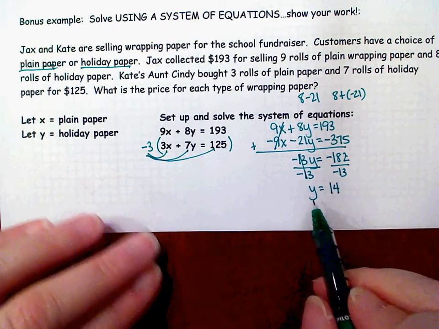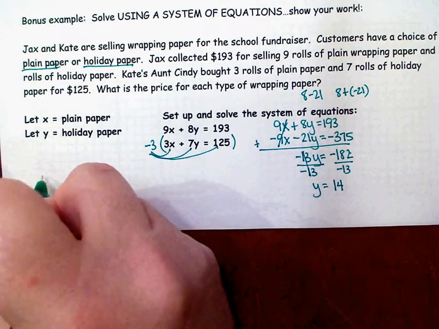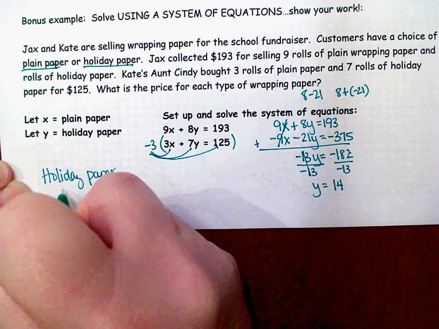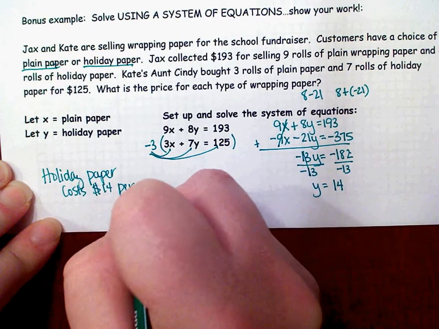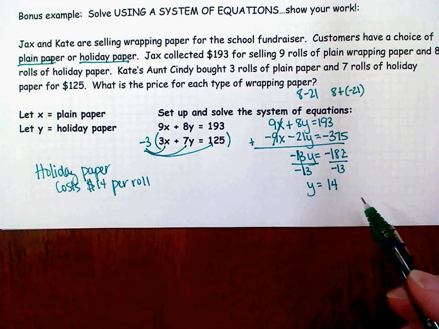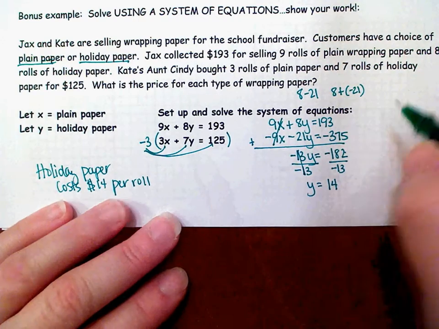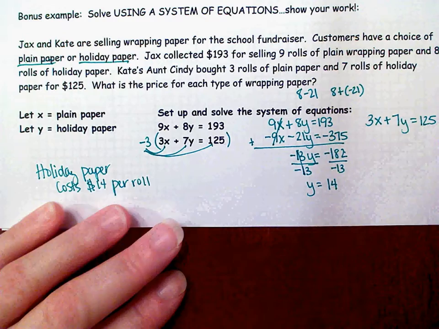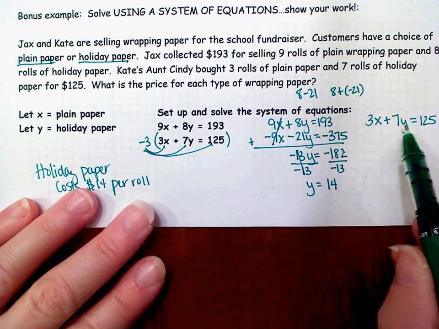So y being 14 tells me, since y is the holiday paper, that the holiday paper costs $14 per roll. Now I need to find out how much the plain paper is by solving for x. So remember, you can go to either one of your equations. The second one has a little bit smaller of numbers, so I think I'll use it this time. So the equation was 3x plus 7y equals 125, but I know what y is, so I'm going to put 14 in for y.